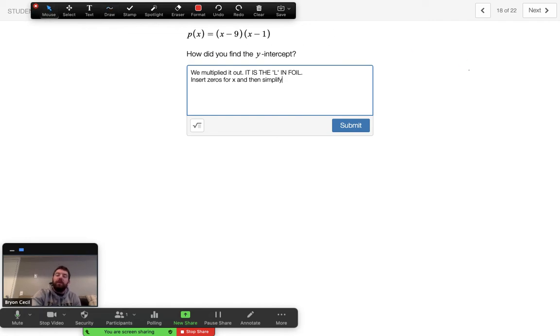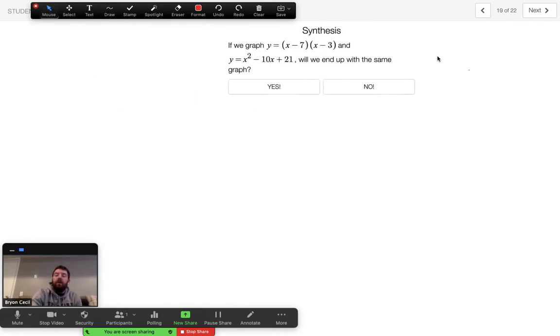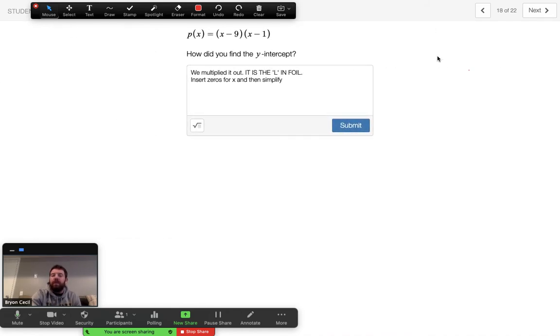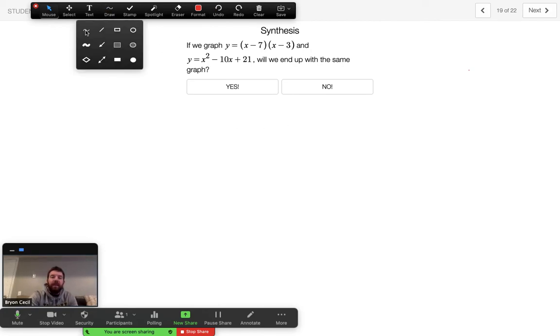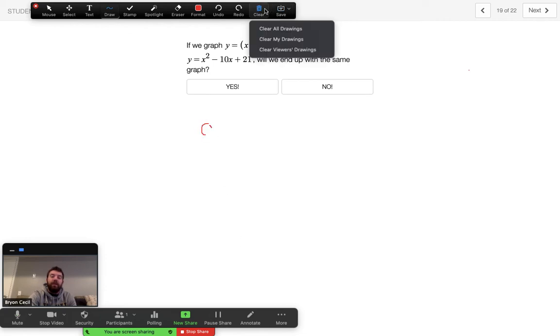Okay. Did I skip a slide? No. If we graph x minus 7 times x minus 3 and x squared minus 10x plus 21, will it end up in the same graph? Well, let's see. How do we turn factored form into standard form? Well, what we do is we FOIL it.